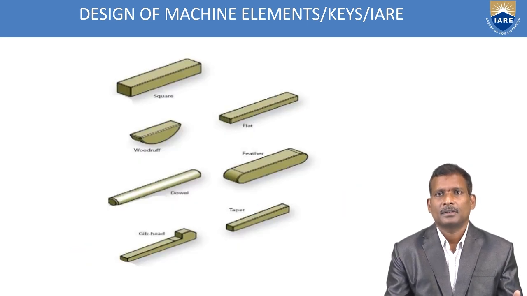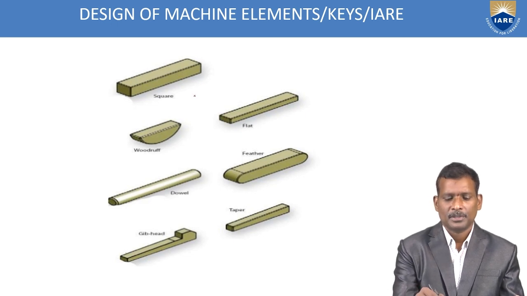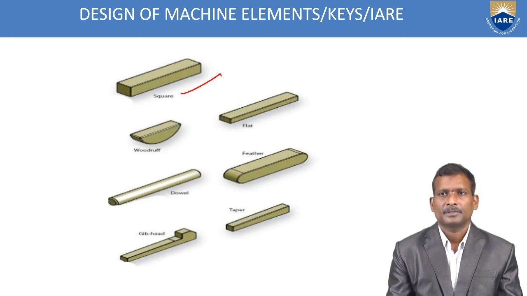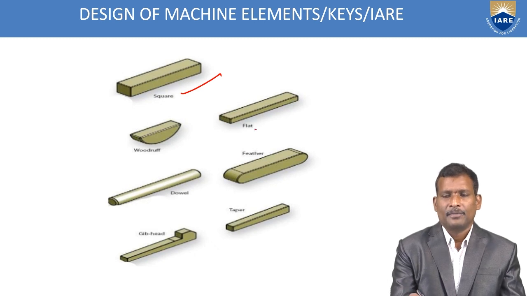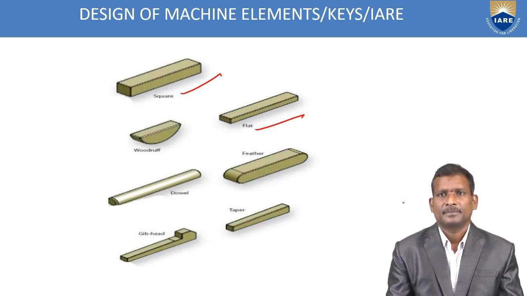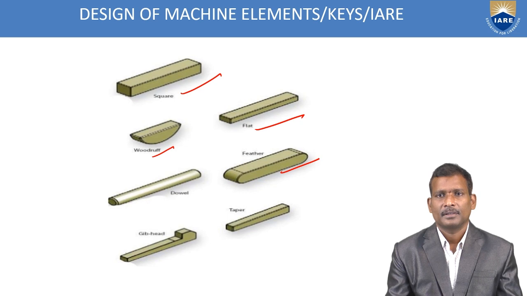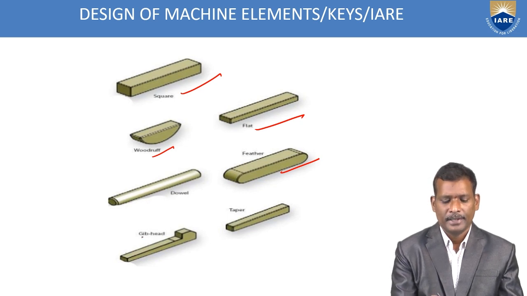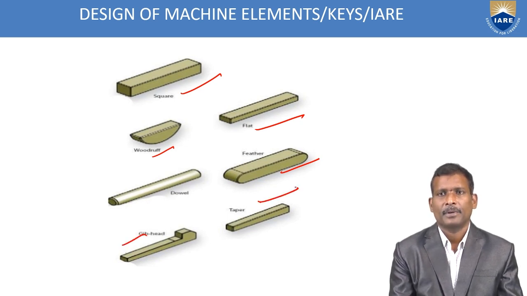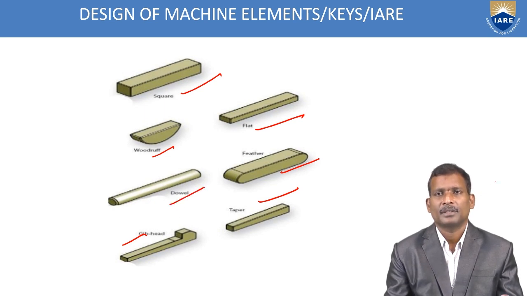In this, the models of all types of keys are shown. See, the first one is square and flat, Woodruff, feather key, gib head key, and taper, double. So all these 10 keys we have discussed.